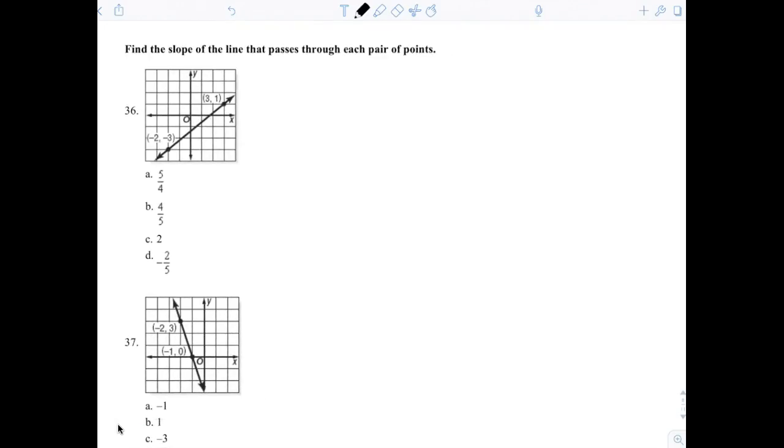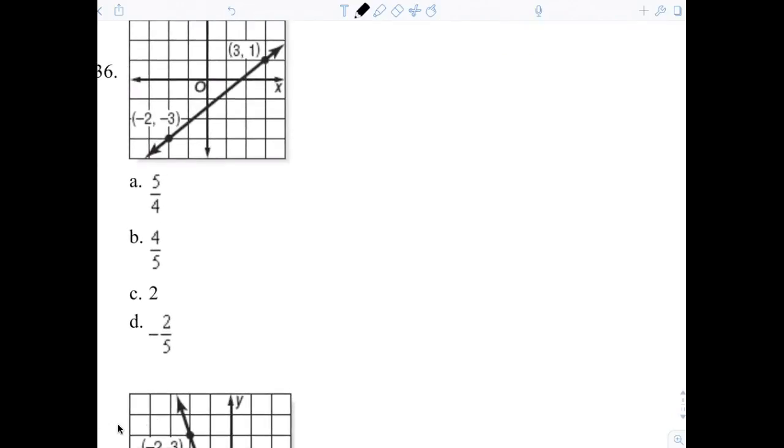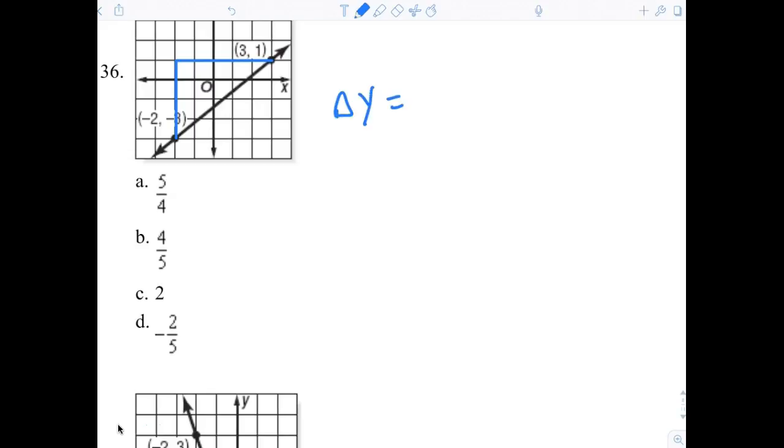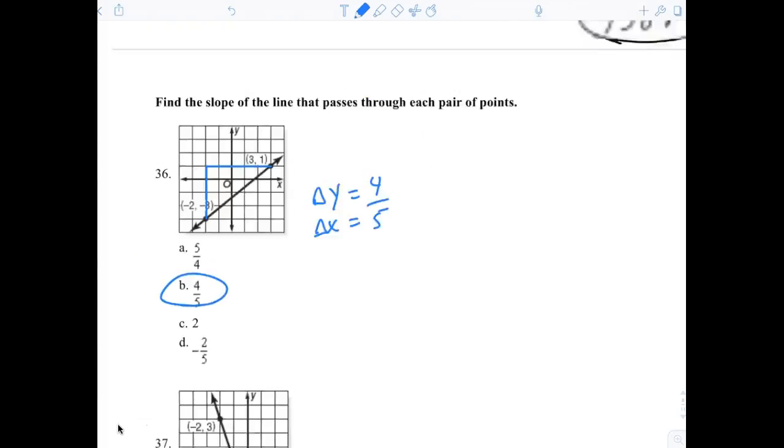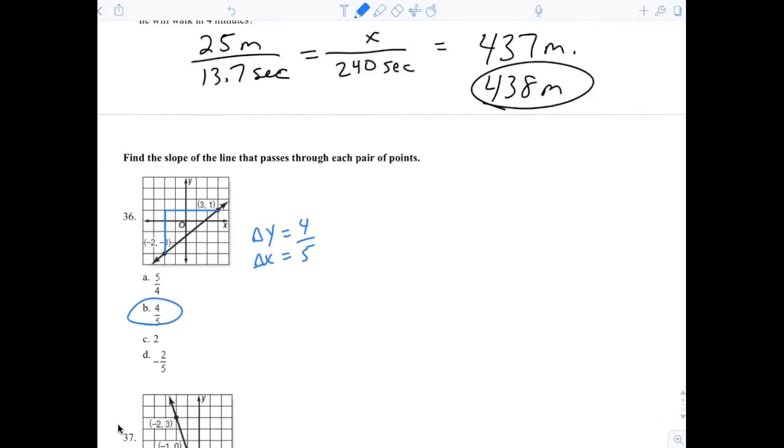All right, here we go. The slope. Let me get a different color so I can see it better. So I went up, and then I went what? To the right. So delta y, somebody tell me how much did I go up? 4. And what's delta x? 5. So it's B, 4/5. Everybody okay with that? 35 we said was about 438. You agree?